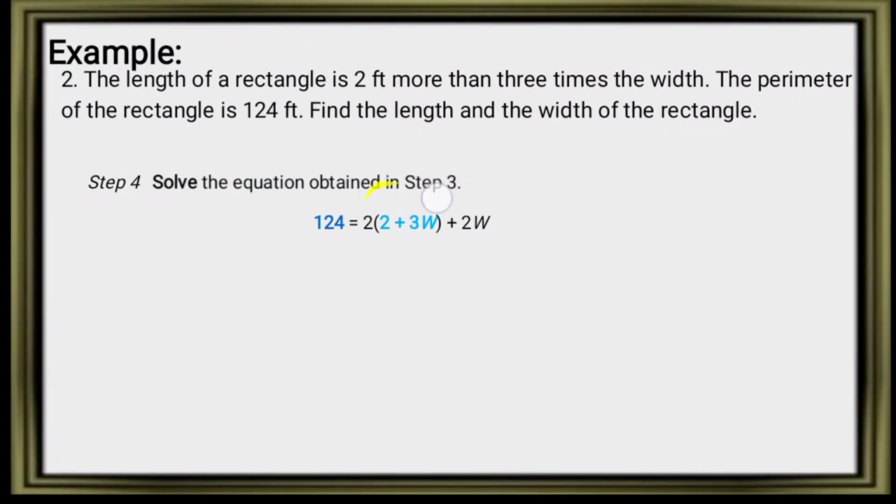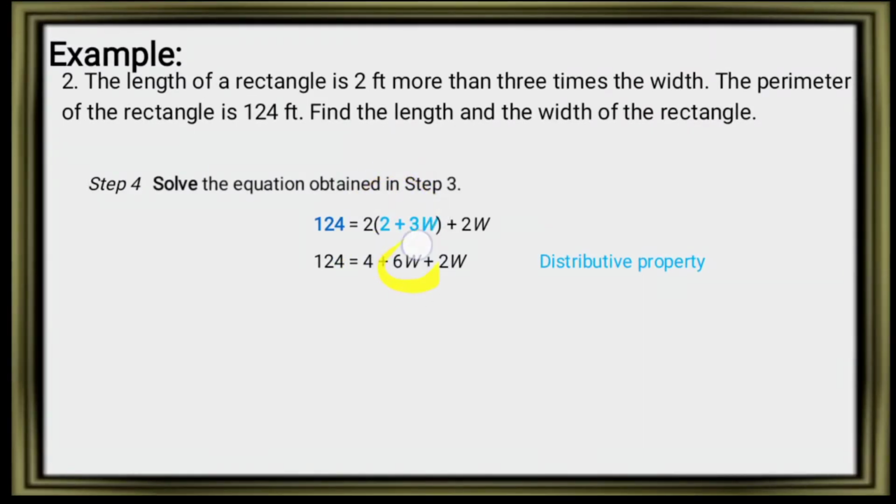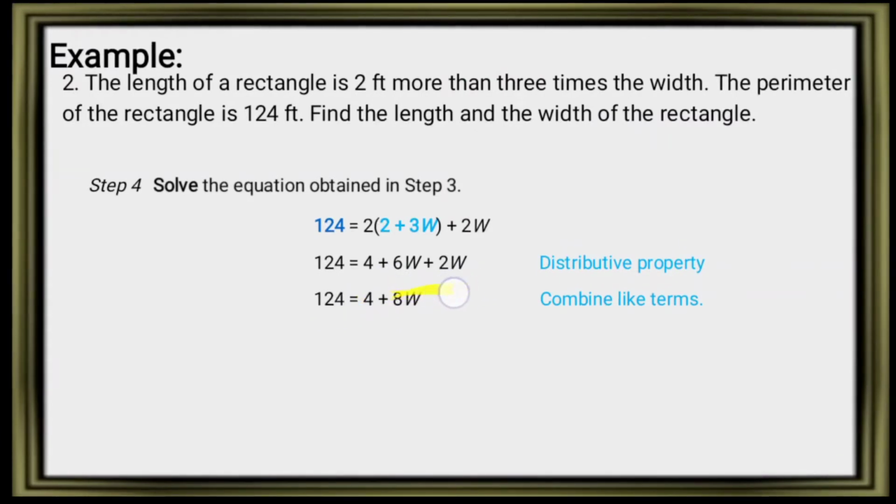Okay, so as you can see, we can distribute 2 to 2 and positive 3W using multiplication. So, distributive property, we have 2 times 2 is 4, 2 times 3W is 6W. Okay? Then after that, let's combine like terms. So, 124 is equal to 4, copy. Then 6W plus 2W is 8W or 8 width.